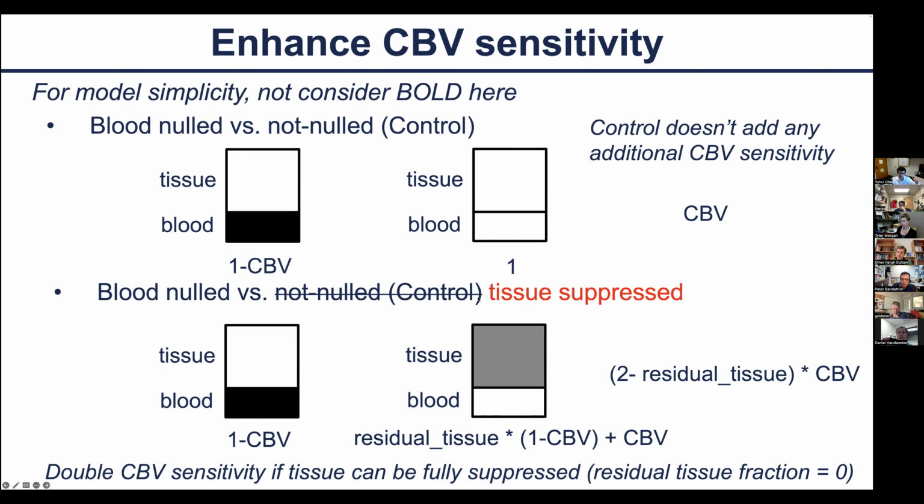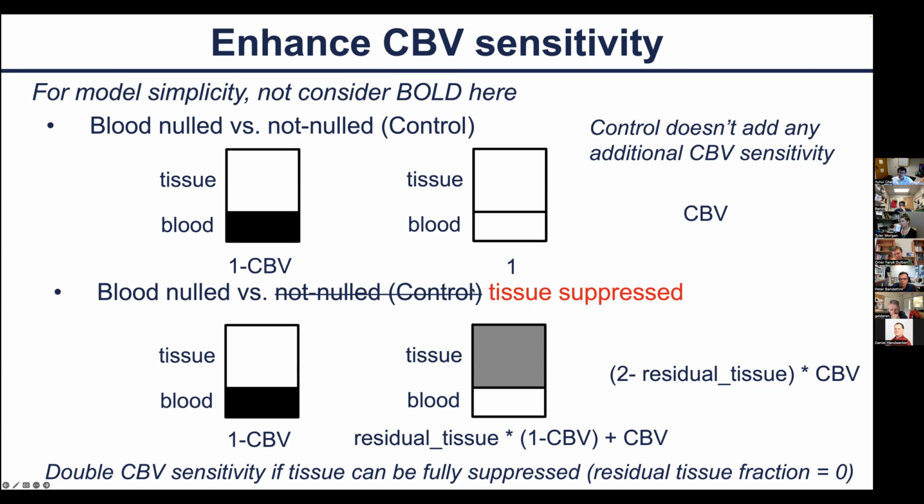And if we take the difference between those two and ignore the constant term, the CBV term will become like this. So if the tissue can be fully suppressed, the CBV sensitivity will be doubled, 2 multiplied by CBV. But because of some limitation, like sideband limitation, this term will be in the range between 0 and 1. Still, this term will be increased by some percentage of the original when you interleave blood-nulling and control.